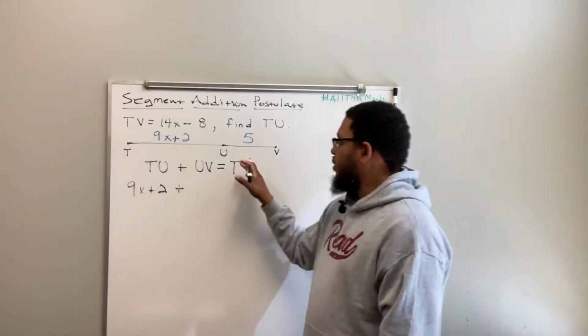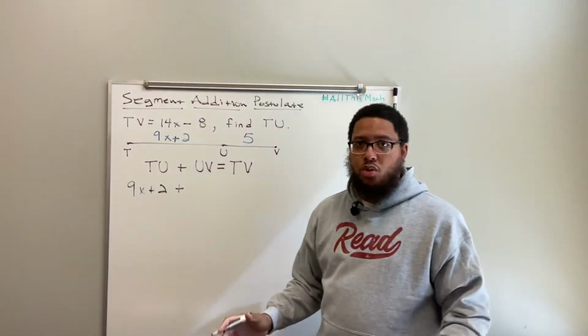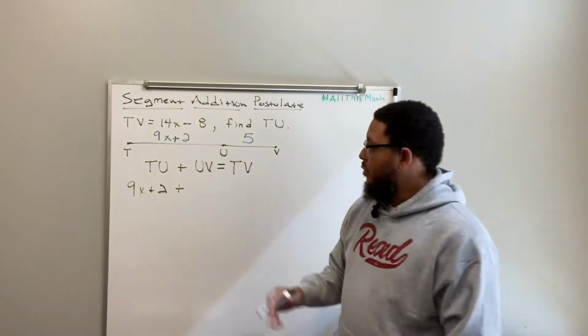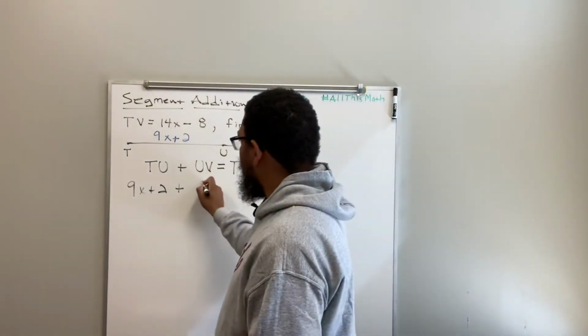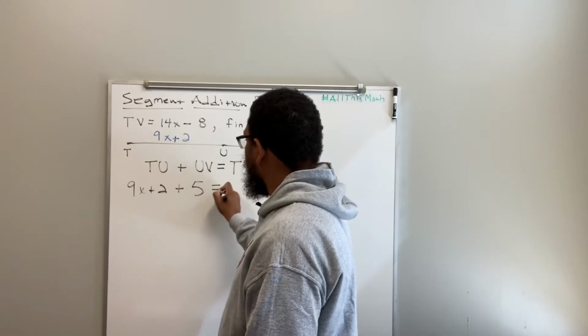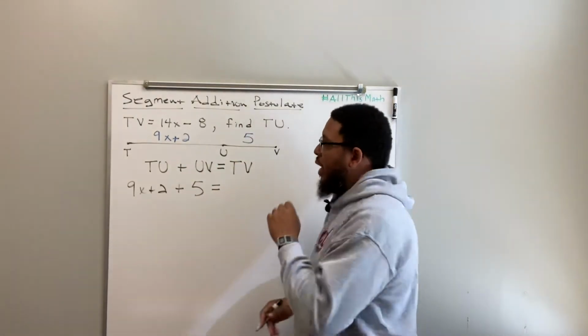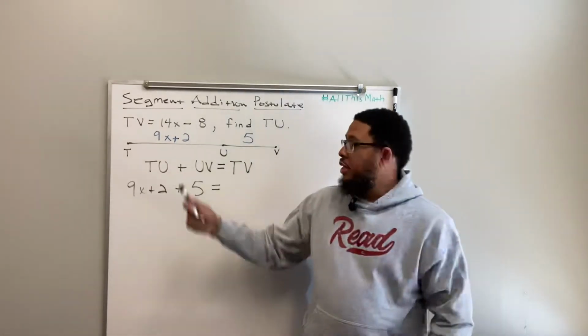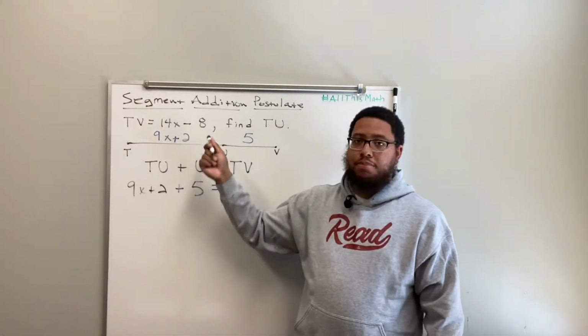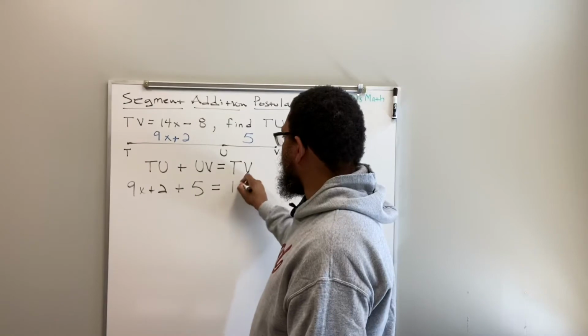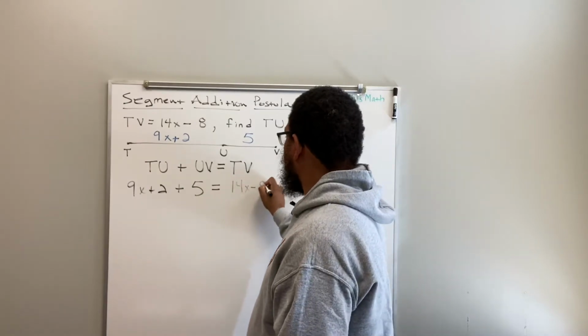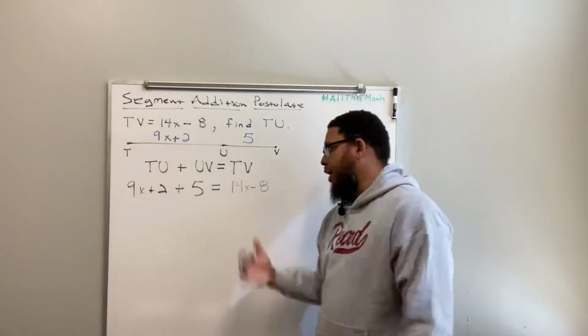UV is just a plain old number, the number 5. So that's 5 units long. So I write 5. Then I write my equal sign. And then TV, I also know what expression TV is equal to. It's equal to 14x minus 8. So now I've got 5 equals 14x minus 8. So now this is my equation.